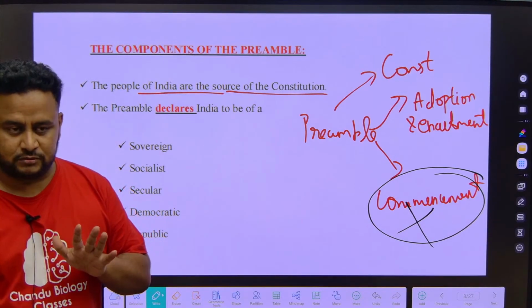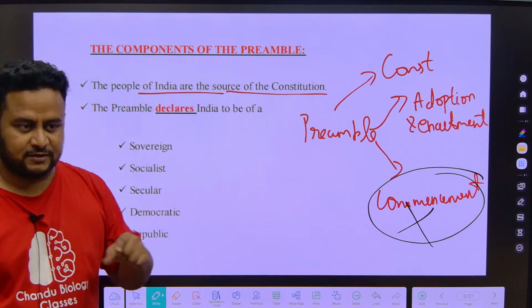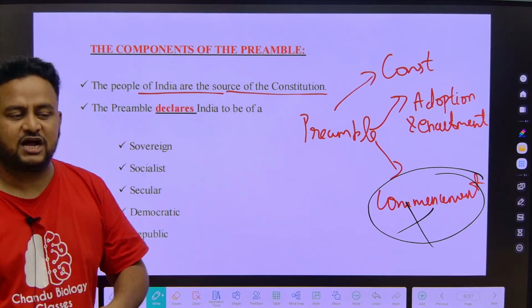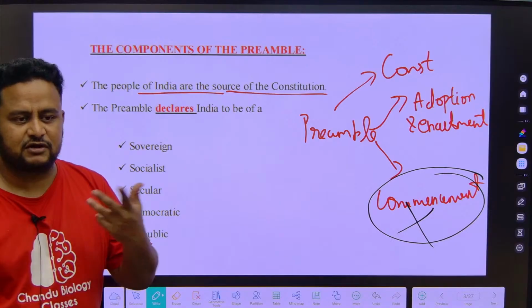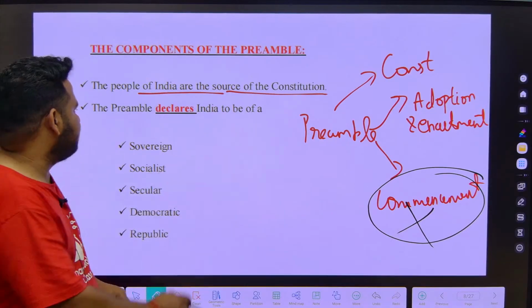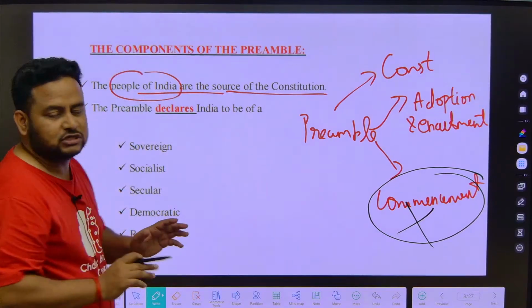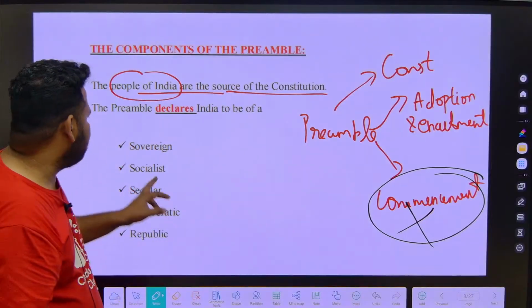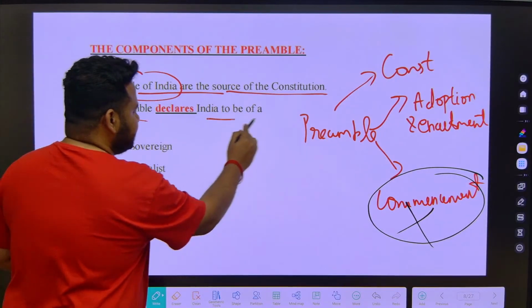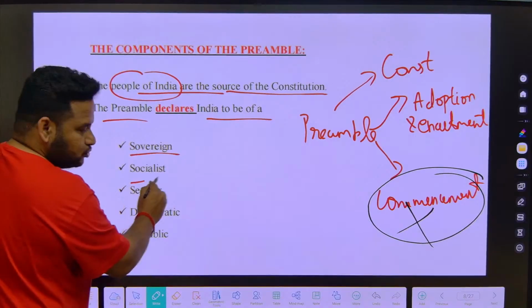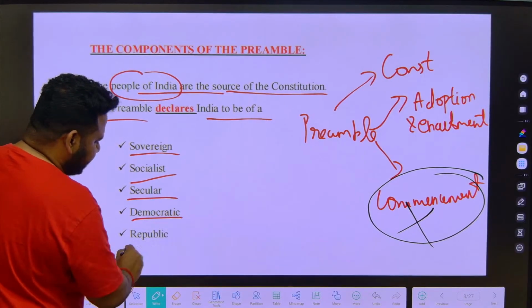Got it? Understood? So I told you while talking about the sources, people are the biggest source, or the preamble contains the source of the constitution, that is the people. So people of India are the source of the constitution. Clear? Now when I talk about preamble, the preamble declares India to be sovereign, socialist, secular, democratic and republic.